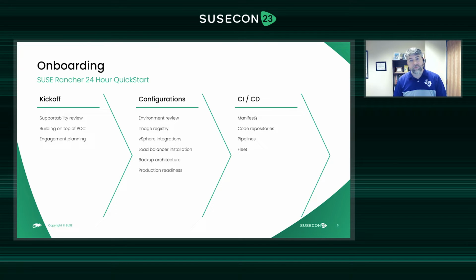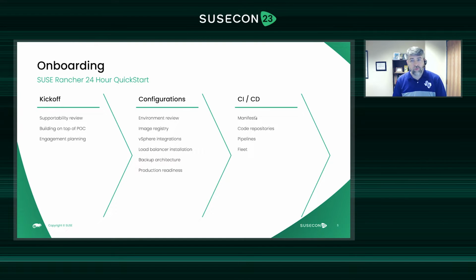And in that engagement, we went through all the configurations. I'm going to run through a lot of these quickly now, but they're going to be discussed more in depth in our implementation. So basically, during the quick start, we went through our environment review, and we talked about our image registry and how we were going to access and maintain our container images. We went through our vSphere integrations because we knew that we would want to leverage our vSphere environment. We went through a load balancer installation to make our containers highly available. And we went through our backup architecture so that we would know that we could, in a disaster scenario, get everything back up and running. And finally, we went through some production readiness checks.